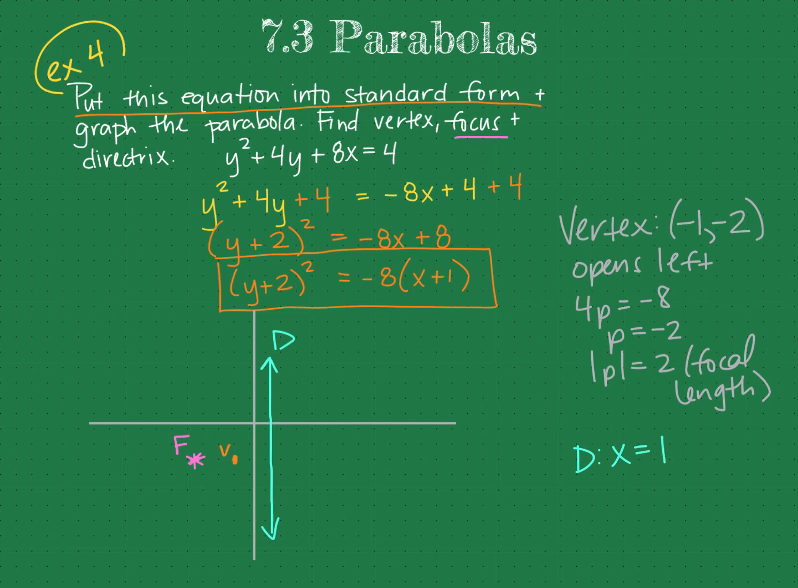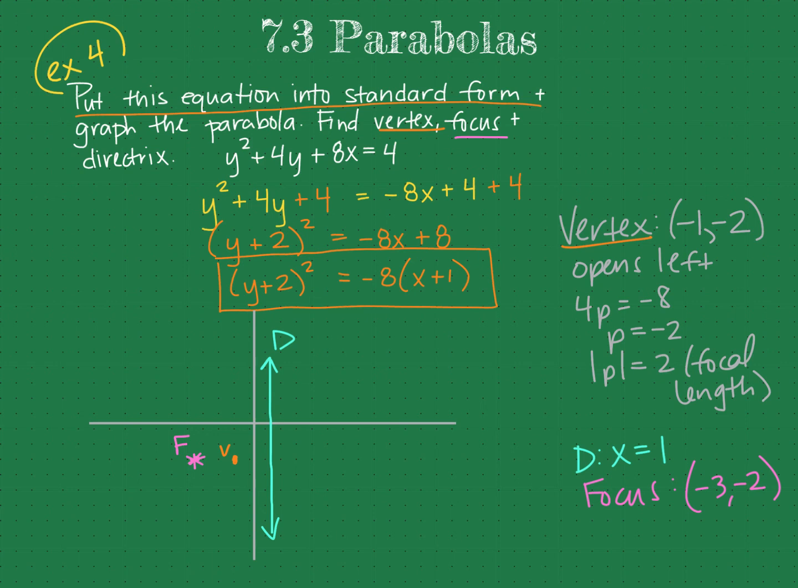We already found our vertex over here, and our focus is just another coordinate point. Our focus is 2 units to the left of the vertex, so it is the coordinate point (-3, -2).